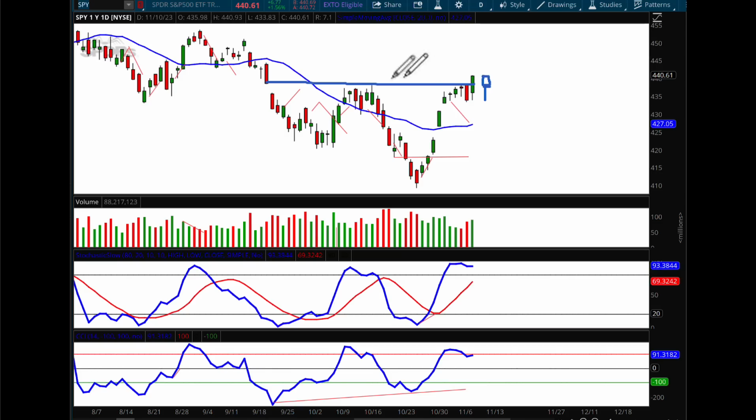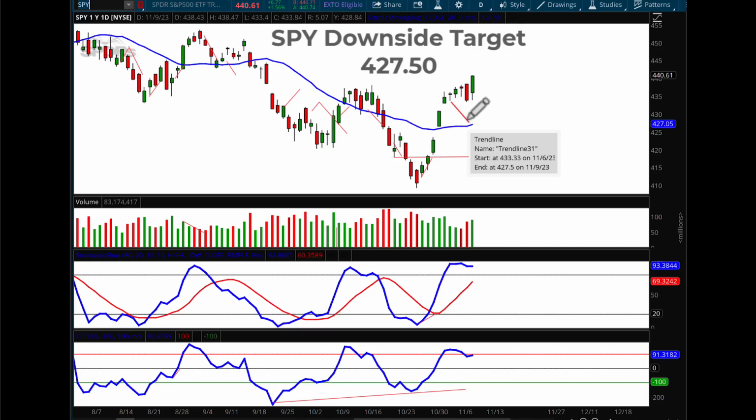So now 80% of the time after gaps fill, we expect the other 80% of the time for prices to reverse. So for those of you who have been keeping an eye on those gap targets, chalk that one off as a fill. And again, I'm keeping that downside target in place, SPY. Now, that downside target, by the way, is 427.50.